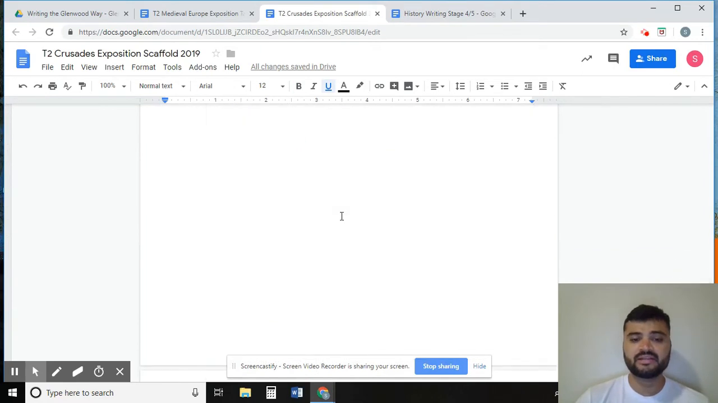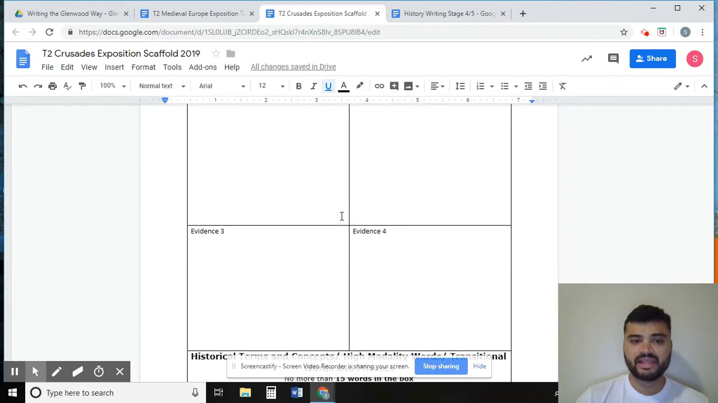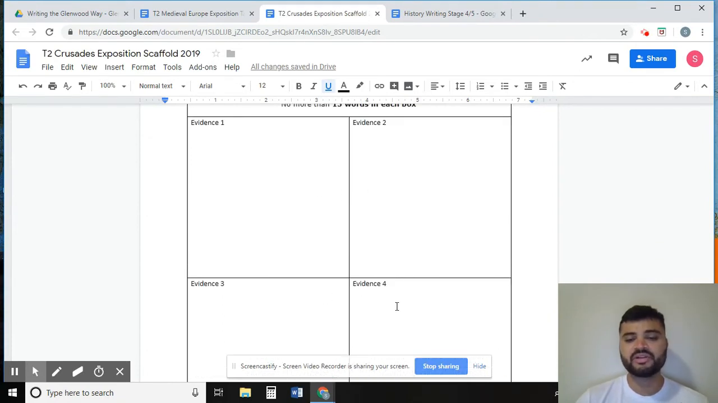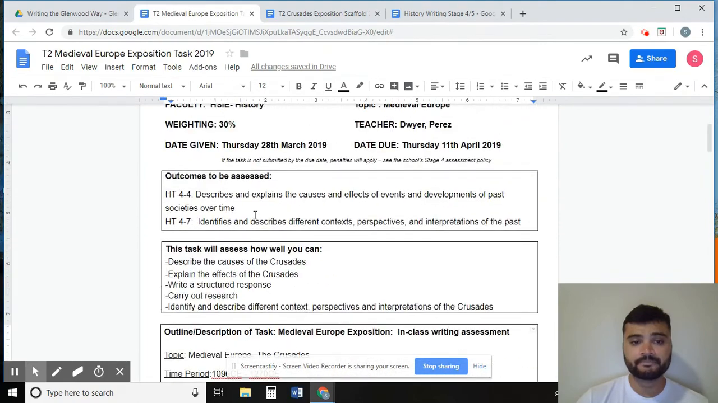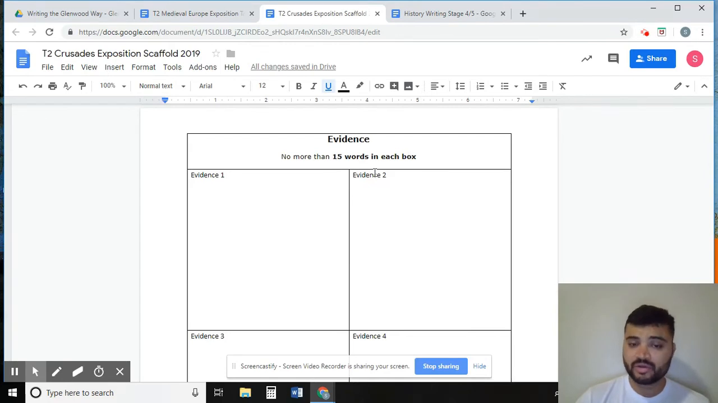If we continue looking, there is an evidence portion of the scaffold. I've put a space here for you to include 4 pieces of evidence. If you remember, one of the outcomes that you're being assessed on is being able to identify and describe different pieces of evidence on the perspective, the context, and the interpretations of the past. So I've provided a place for you to put that specific evidence. 15 words in each box.